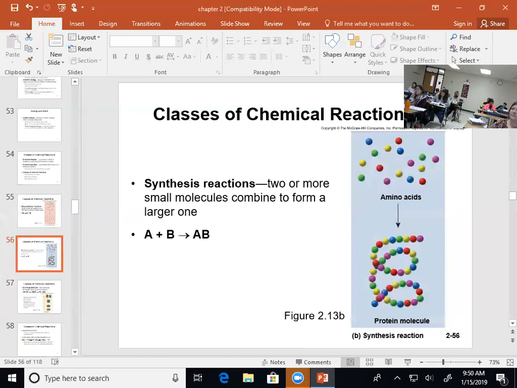Our cells need to make those, and those are just some of the proteins we're making. We're making so many different types. It's actually hard to get your head around. But anyway, we're definitely doing that. And then these are called synthesis reactions.